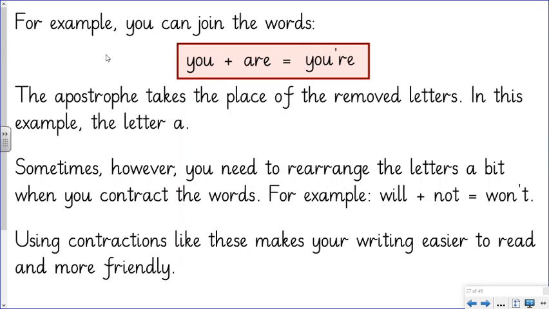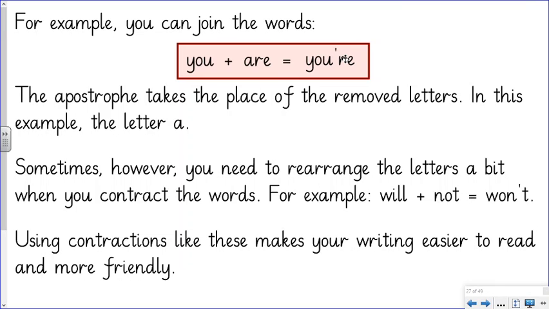Okay, so you just saw some examples in the video then, but let's have a look at another one. You can join the words you and are, and that would make the contracted word you're. The apostrophe takes the place of the removed letters. So in this example, the letter A has been removed and the apostrophe has been placed instead.